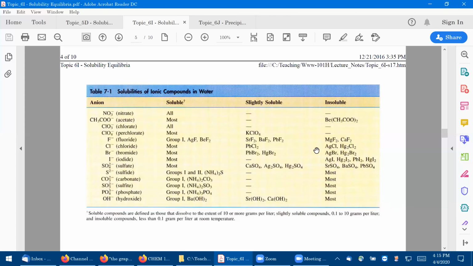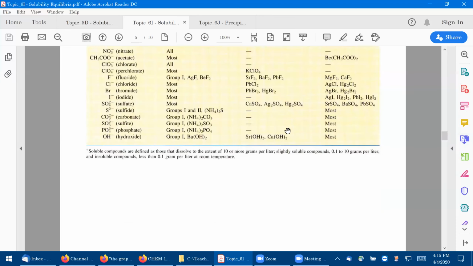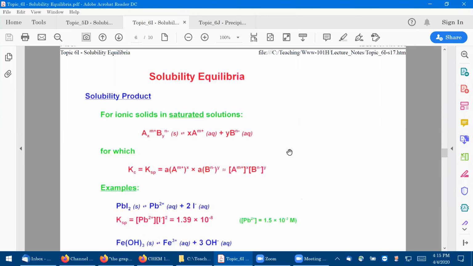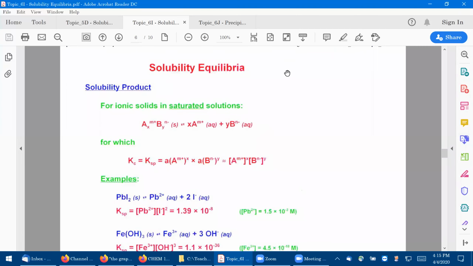And it is this equilibrium between these so-called insoluble or very, very slightly soluble materials and solution that we're going to focus on in this lecture. And what this will lead to is what we're going to simply refer to in general as solubility equilibria. Now, for ionic solids in saturated solutions, that means that you prepared a solution by taking some ionic compound, putting some of it into a container of water, stirring it or shaking it to let it equilibrate, and then measuring what's in solution.